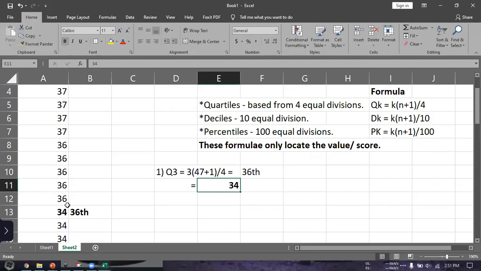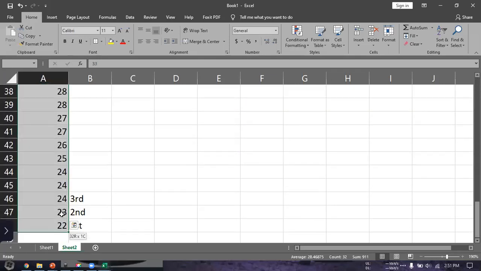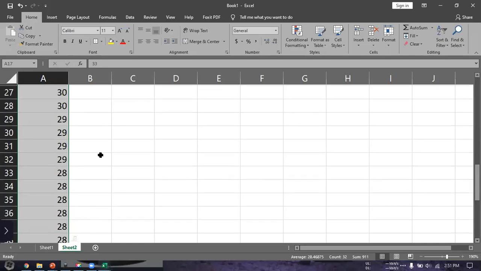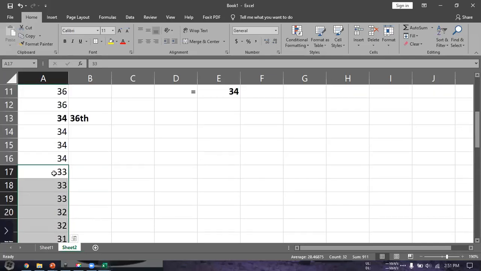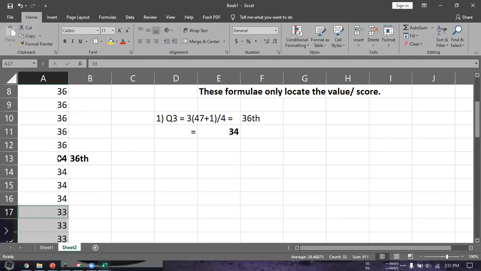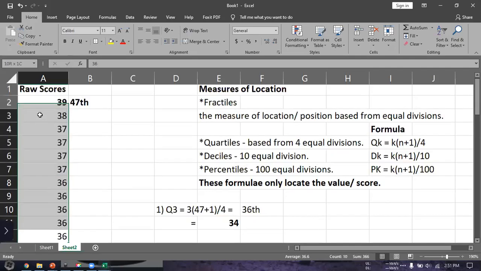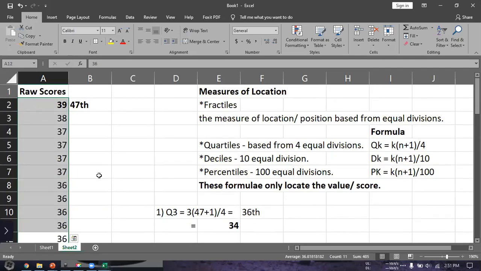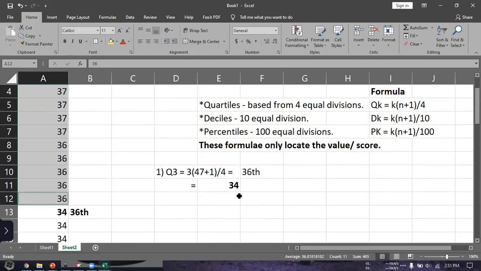34. This is the score that is higher than 75% of your distribution. Oh, one 33 is included here. This is the 75%, and this is the 25% of the distribution: the lower 75% and the upper 25%. Okay. Any question? None, sir. Alright.